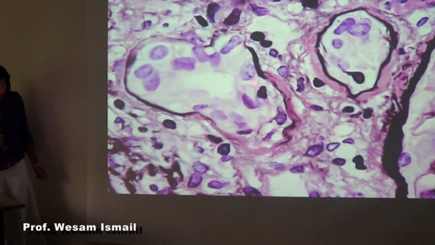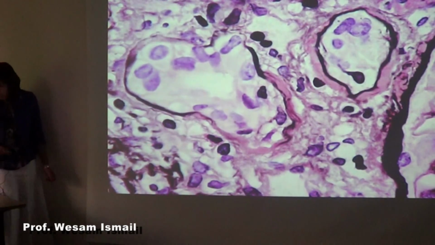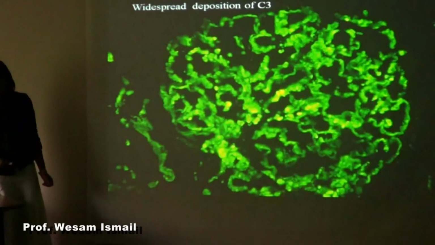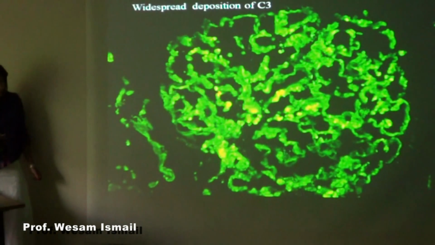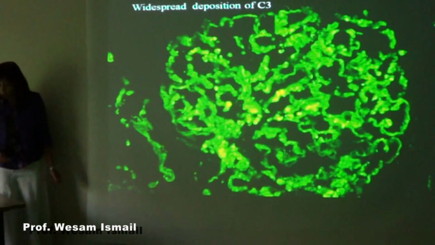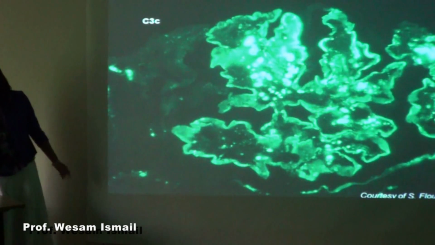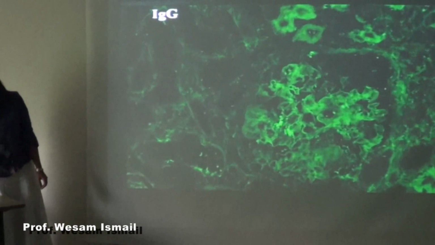And as I said, you can also find them in the tubular basement membrane. Can you see here? This is the black silver staining of the tubular basement membrane, and it's actually interrupted by the deposits. The rest of the basement membrane is pink because it is interrupted by the deposits. And by immunofluorescence, you get widespread deposition of C3, with a ribbon-like pattern of these deposits. This is C3 positive and IgG negative. This is a negative immune staining.